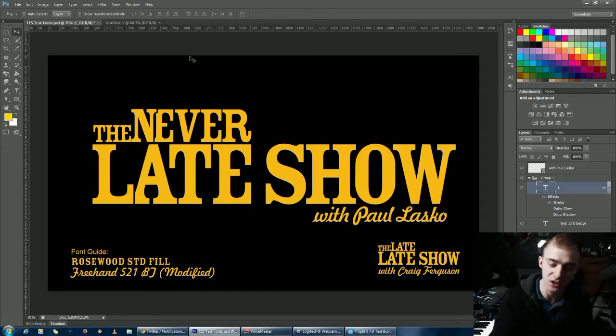What we're talking about here is typography and the fonts used for the Late Late Show logo. As you can see, I've already basically spoiled it. The font guide in the bottom left-hand corner I made here gives you the two typefaces I found were used for the Late Late Show with Craig Ferguson logo. One of which is Rosewood STD Fill, and the other one is Freehand 521BT, which I note as modified. The original glyphs were not used in some places, and I'll show you what I mean.